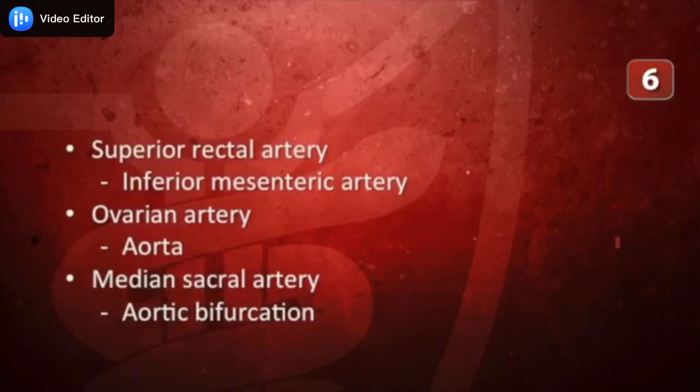Next, which three arteries supply the pelvis but do not arise from the internal iliac artery? And which vessels supply these three arteries? So there's the superior rectal artery, which again is supplied by the inferior mesenteric artery. There's the ovarian artery, which is supplied by the aorta. And then there's the median sacral artery, which comes from the aortic bifurcation.